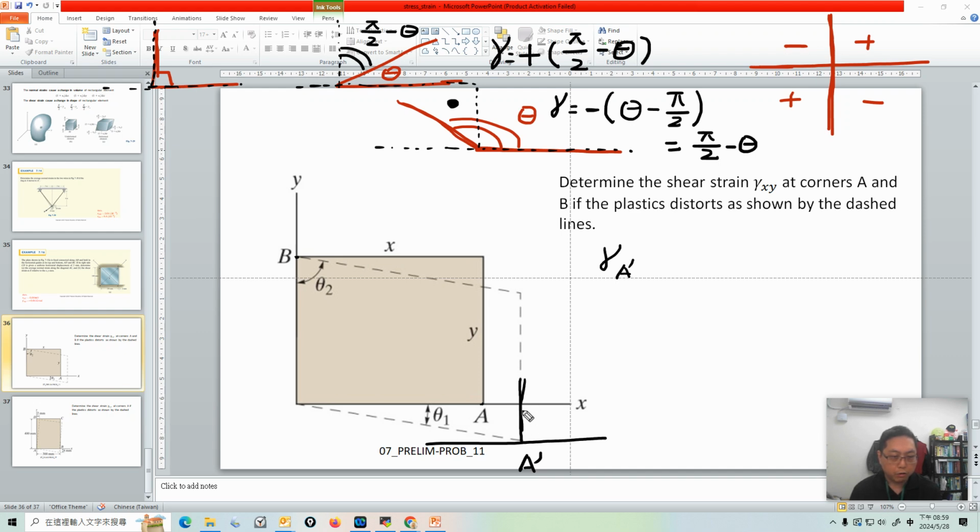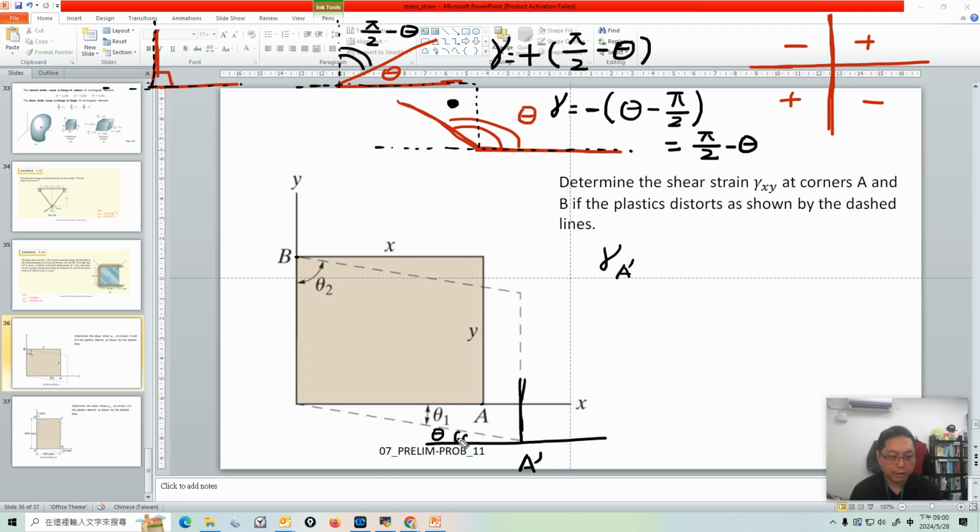For the vertical line, there is no change. But there is some change on the horizontal line. Initially the horizontal line is here, but after the deformation it changed to here, and there is an angle change. So the angle change is here.